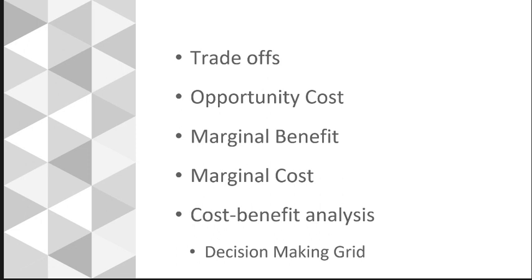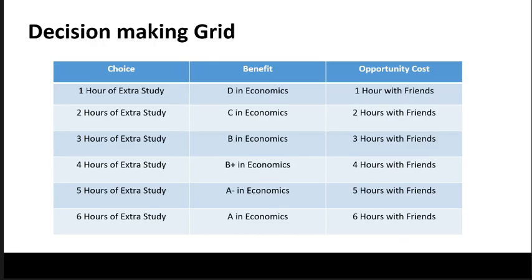So let's go ahead and give you an example of some of the things that you might actually go through in a decision making grid. So right here we've got the decision-making grid that was actually in your textbook. So we can see on our left side we have choices. So those are all how many hours of extra study you have. Your benefit, that's going to be going through the center, grades ranging from D to an A. An opportunity cost is what we're talking about here, 1 hour with friends through 6 hours with friends.